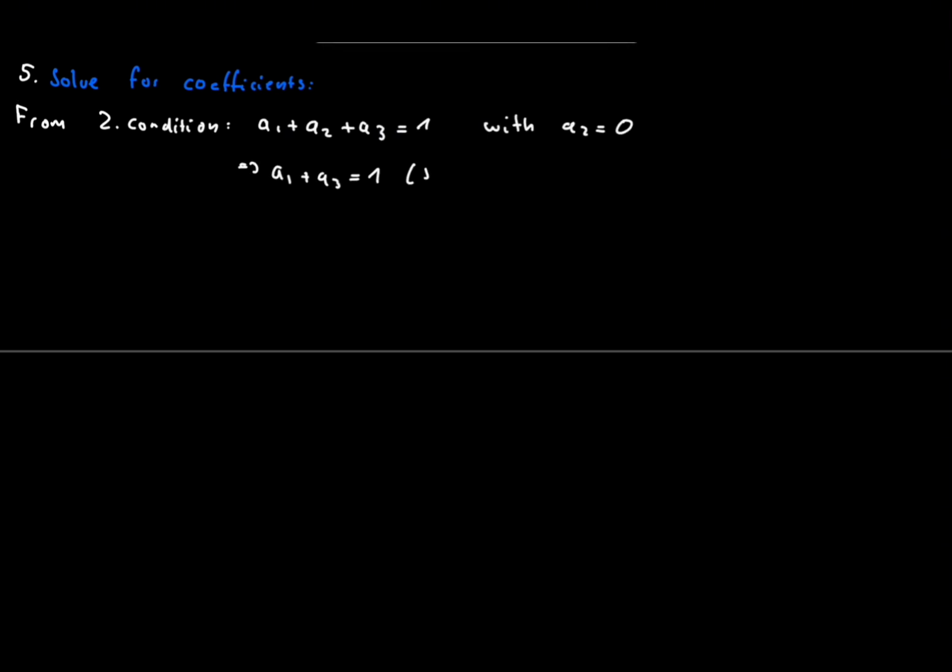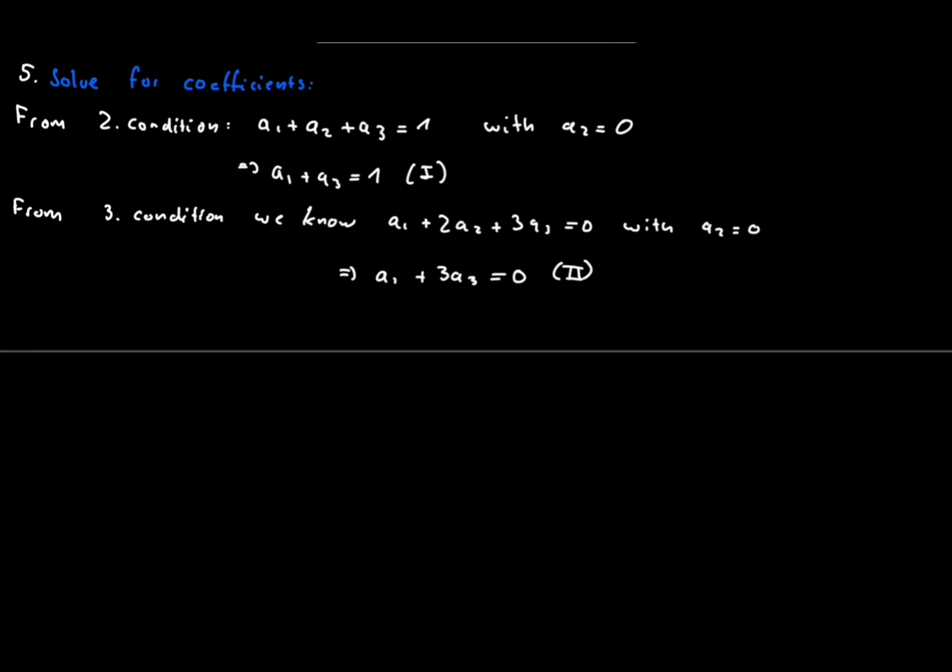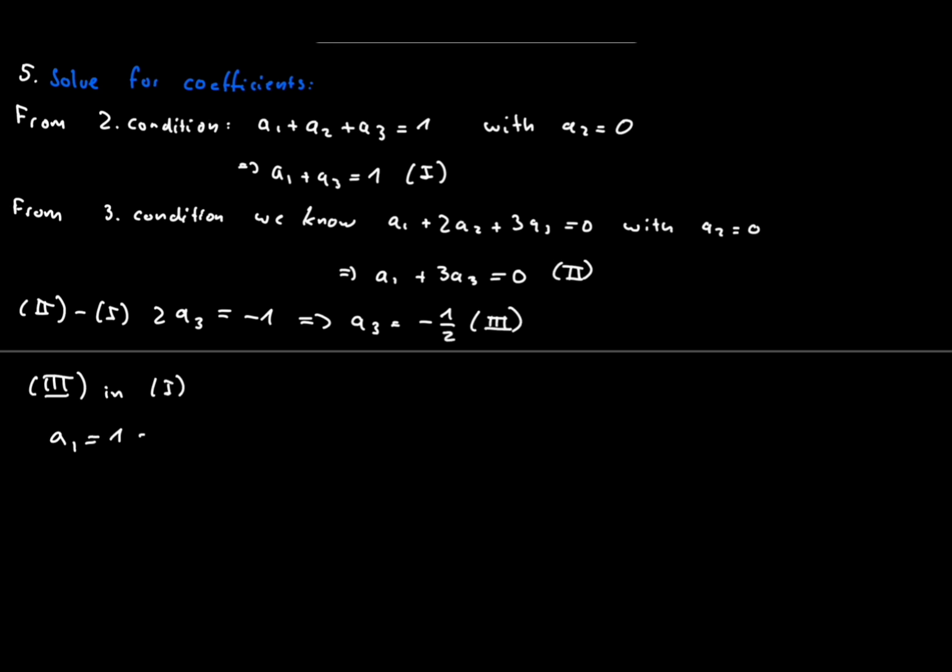Now we solve the system. Since coefficient 2 is 0, the equations simplify to coefficient 1 plus coefficient 3 equals 1, and coefficient 1 plus 3 times coefficient 3 equals 0. Subtracting these equations gives 2 times coefficient 3 equals minus 1. So coefficient 3 equals minus 1/2. Substituting back, we get coefficient 1 equals 3/2.